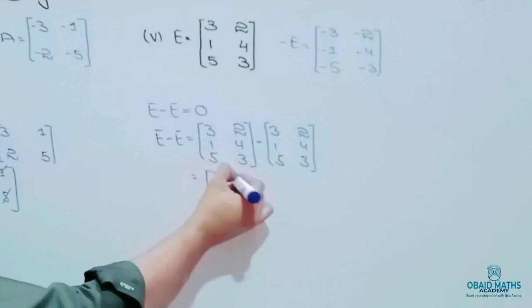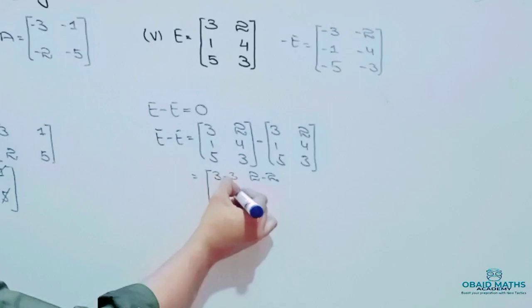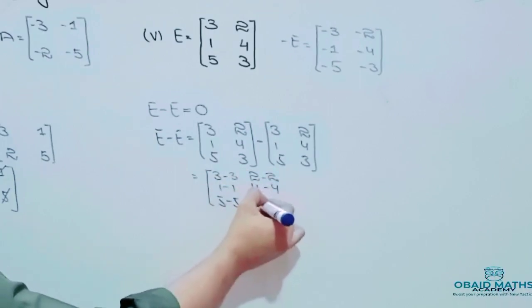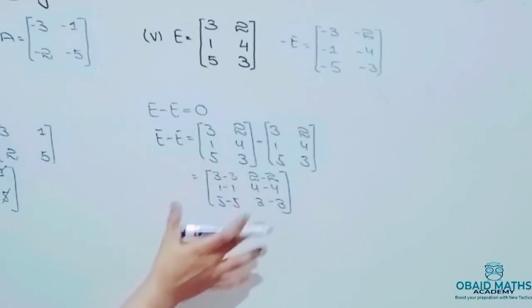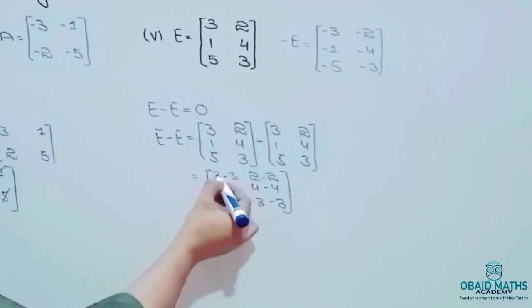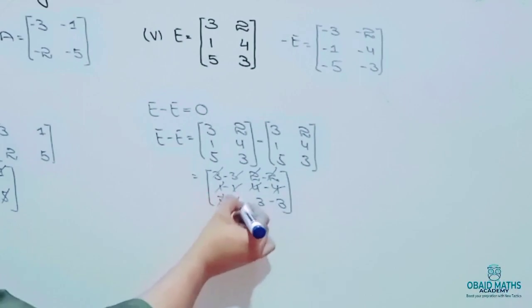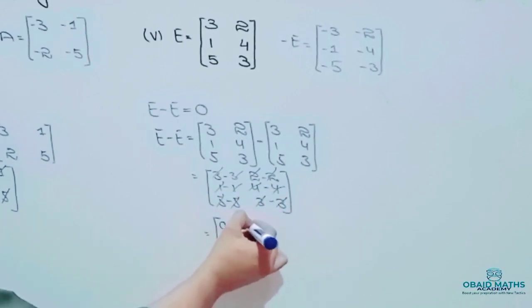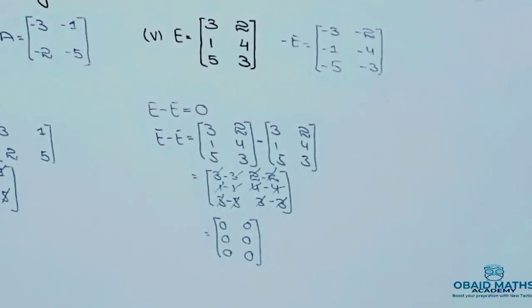So 3 minus 3, 2 minus 2, 1 minus 1, 4 minus 4, 5 minus 5, 3 minus 3, and matrix close. And all the numbers will be converted into 0, like positive, negative, same, all the numbers will be cut their own form and make a 0 unit, like 0, 0, 0, 0, and 0. So this is the answer of the remaining part of question number 2.